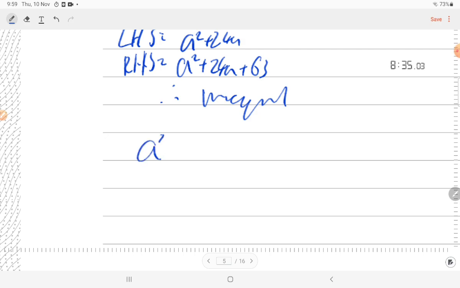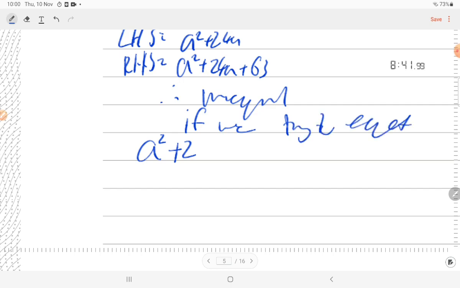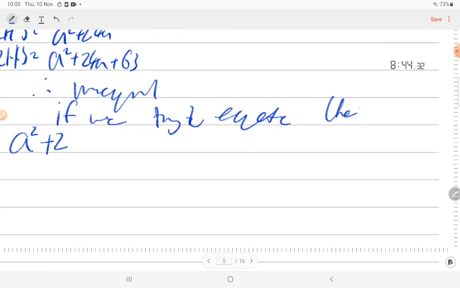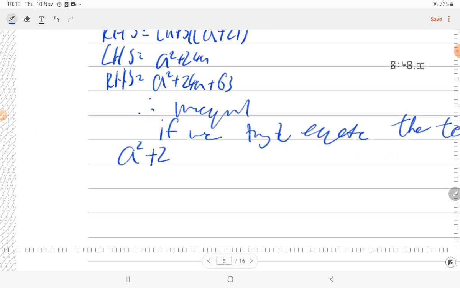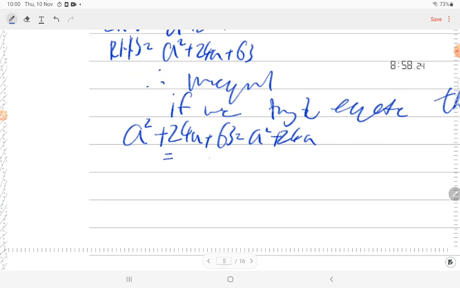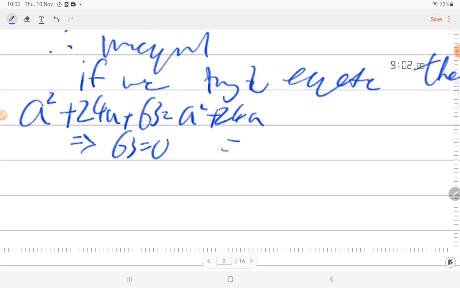So if we try to equate the terms, a squared plus 24a plus 63 is equal to a squared plus 24a, which gives 63 equal to 0, which is a contradiction, therefore impossible.